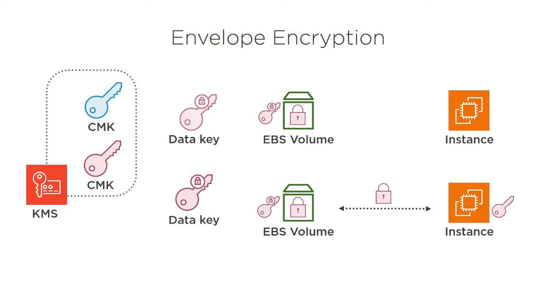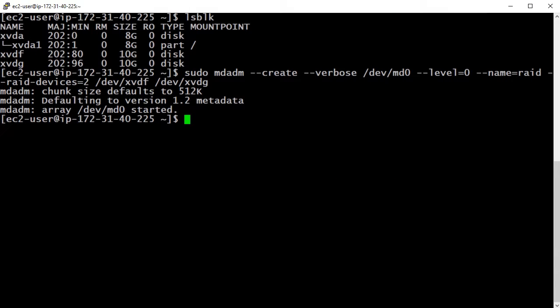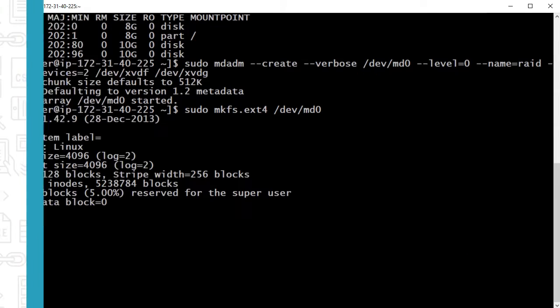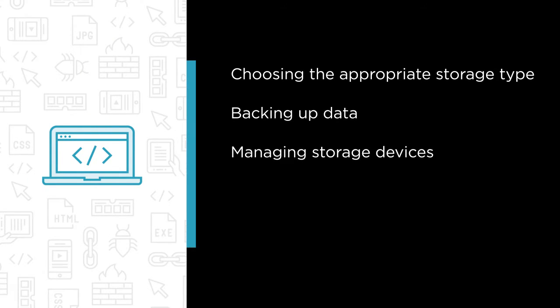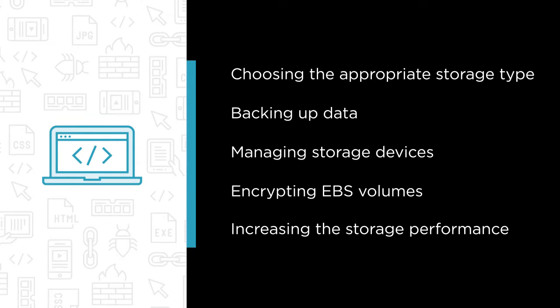When we get familiar with managing the storage, we will learn how to make it more secure by encrypting the volumes. We will also get into strategies to optimize the volumes with EBS optimized instances, initializing and implementing RAID 0 and RAID 1. Some of the major topics that we will cover include choosing the appropriate storage type, backing up data, managing storage devices, encrypting EBS volumes, and increasing the storage performance.